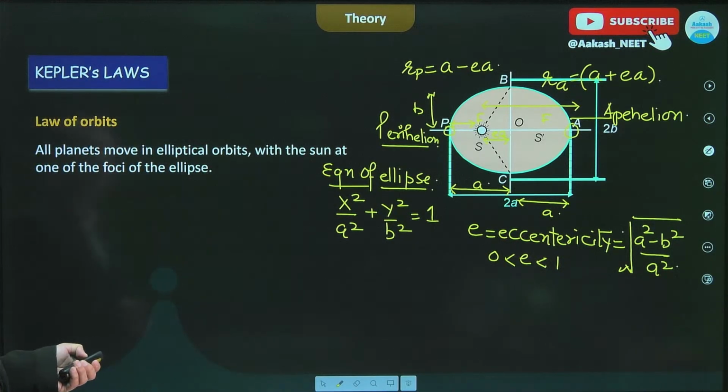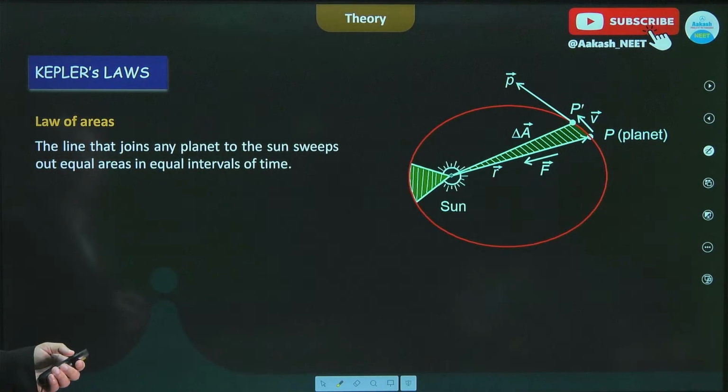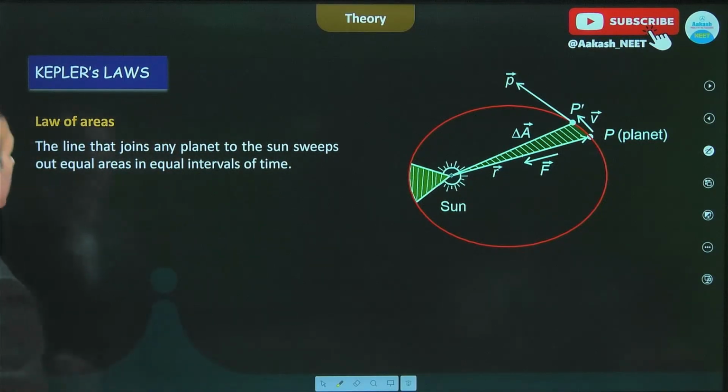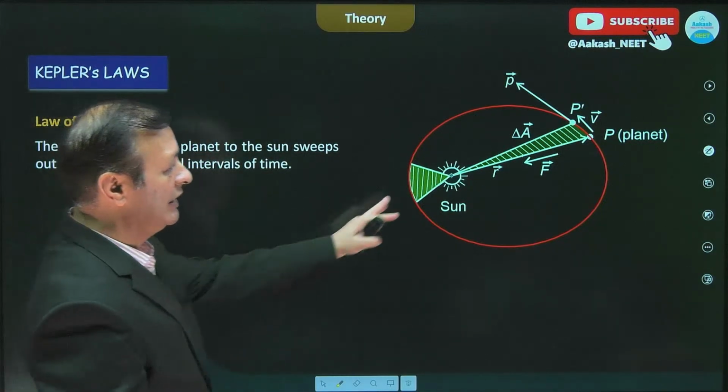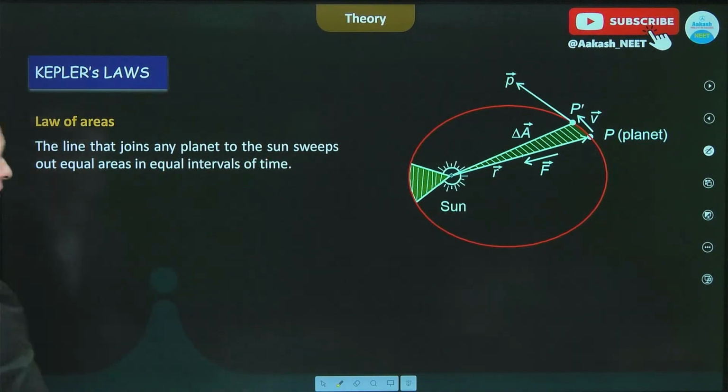Then what is the next law? That is the law of areas. What is this law of areas? It says the line that joins any planet to the sun sweeps out equal areas in equal intervals of time. That means areal velocity remains constant.